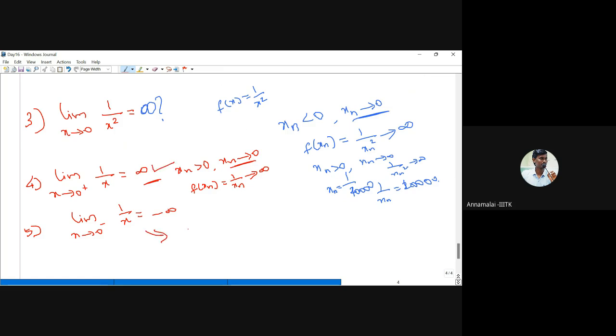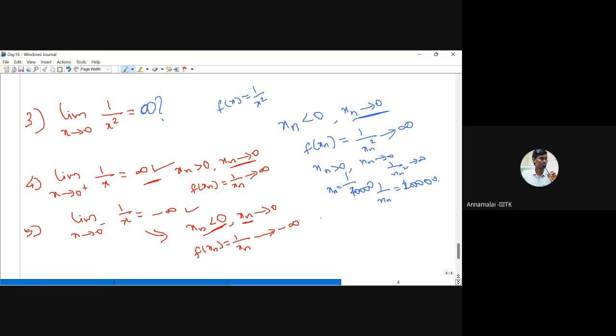So if you take any sequence which is less than 0, but xn converges to 0, what is f of xn? Again, f of xn is nothing but 1 by xn. But xn's are negative numbers and very close to 0. Therefore, 1 by xn is away from 0. But everything is negative, so it converges to minus infinity. Therefore, the left hand limit is minus infinity. Got it?